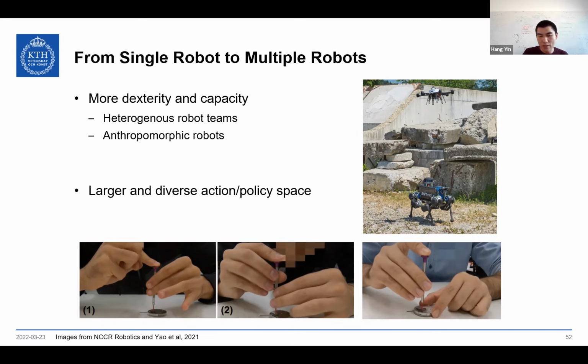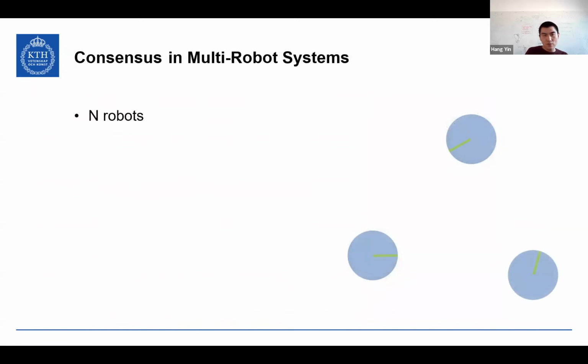and how do you certify the stability for them? And will the learning become easier or harder? Usually this is an open question, I'd say. So here, I will talk about a very important problem in the multi-robot community.